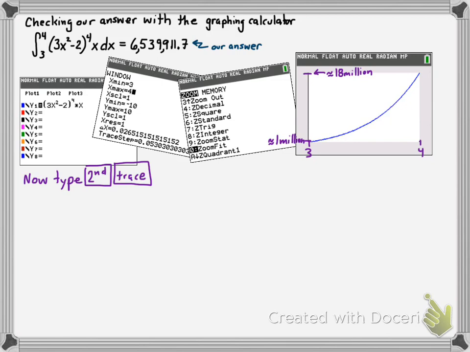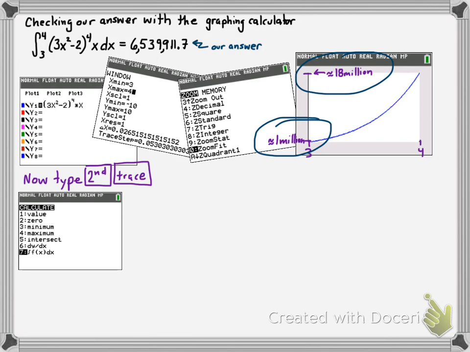And what I notice is if I were to go back and check my window again, I would notice that the y values are pretty huge. The lowest y value is around 1 million, and the top y value is around 18 million. So this is a really large graph. Okay, so the next thing, once we have the graph, is that we now want to hit second and then trace on the calculator.